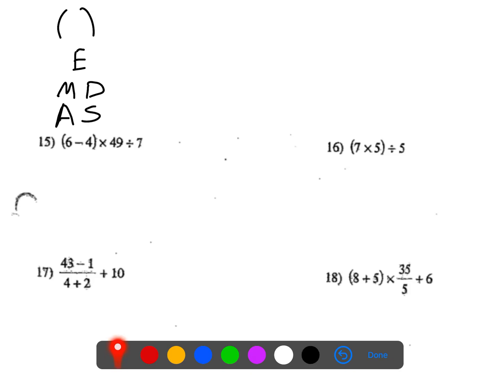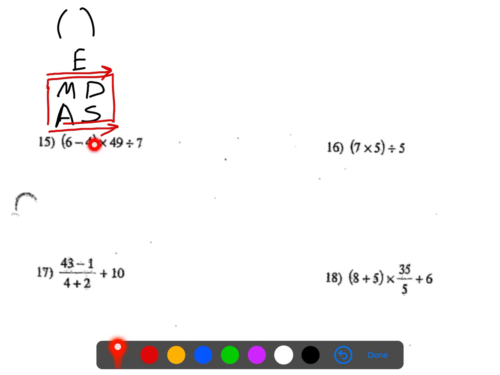Now, because multiplying and dividing are inverse operations, because they're equal in strength, we just solve them in the same way that we would read a sentence. So we're always going to go left to right, and it's the same for addition and subtraction, left to right. So let's do one together here.